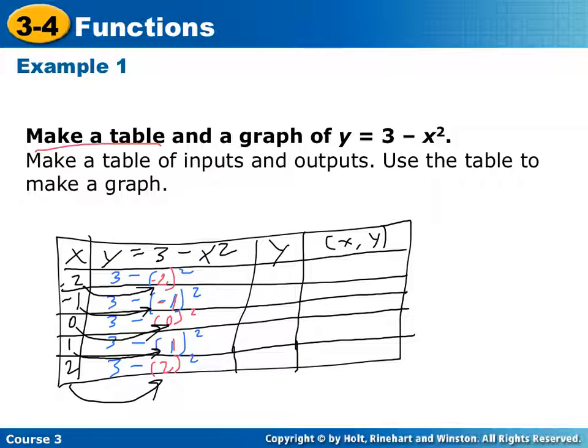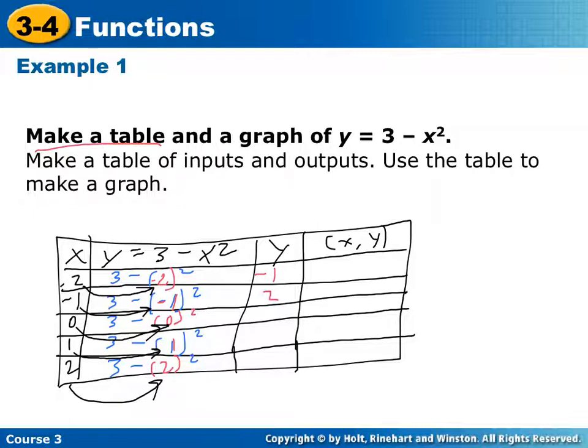So I take 3 minus -2 squared. Well, what's -2 squared? -2 times -2 is a +4. 3 minus 4 is a -1. Okay, go to the second one. 3 minus -1 squared. -1 squared is 1, a +1. 3 minus 1 is 2.